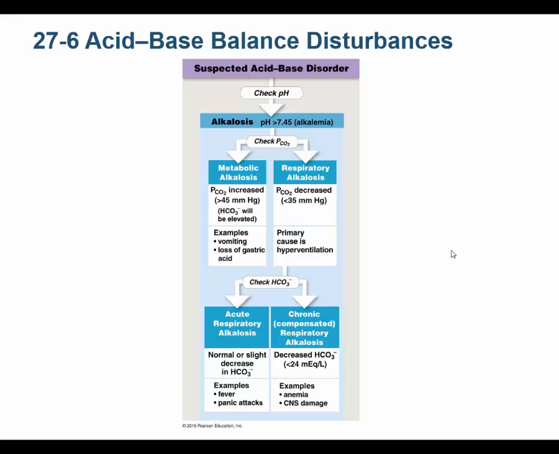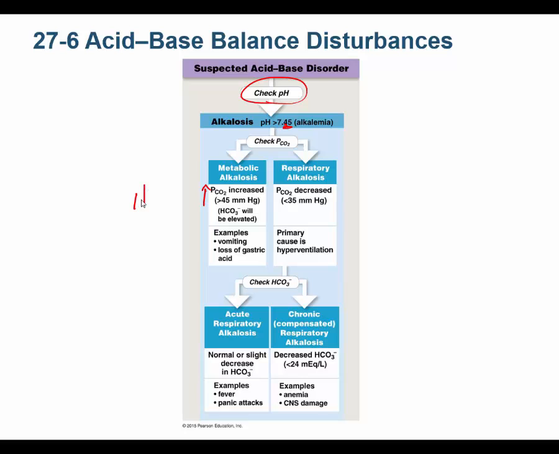All right, these are how we help the doctor look at alkalotic conditions. So first of all, I check the pH. If the pH is greater than 7.45, I have alkalosis. Now I check the PCO2. Because if the PCO2 is increased, then I have metabolic alkalosis. Why would the PCO2 be increased with metabolic alkalosis? Because my lungs are working fine, and I'm trying to compensate for that, and I'm hypoventilating.